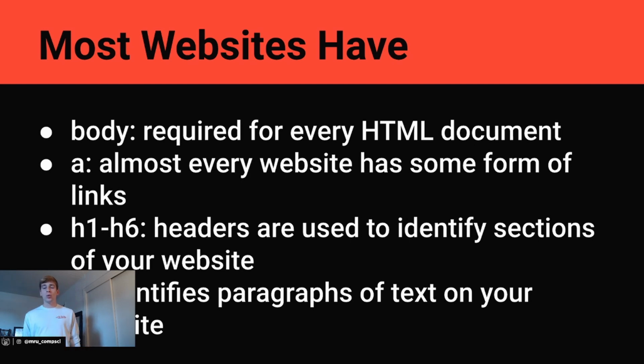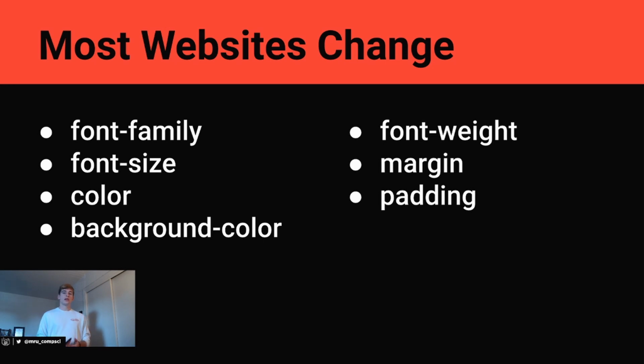H1 through H6, almost all websites have that, so you're going to want to modify those as well. And P, right? All websites have text on it, so you're going to want to modify the paragraph as well. So what do most websites change about those things? The font family, the font size, the color, the background color, the font weight, the margin, and the padding. These are things you should always think about doing first when you set up your CSS file. The changes that come to more specific detail, more specific formatting on your website come later.